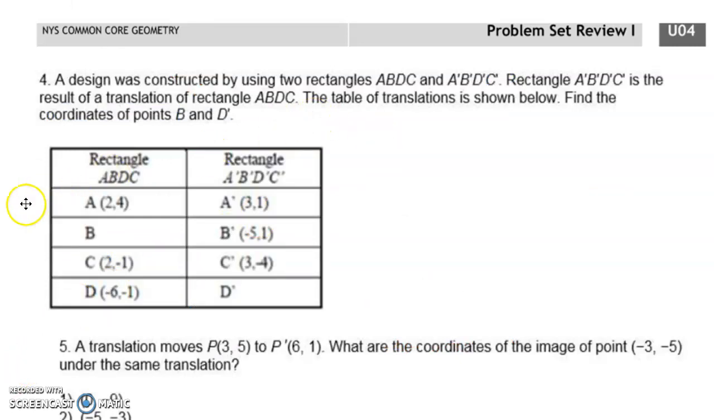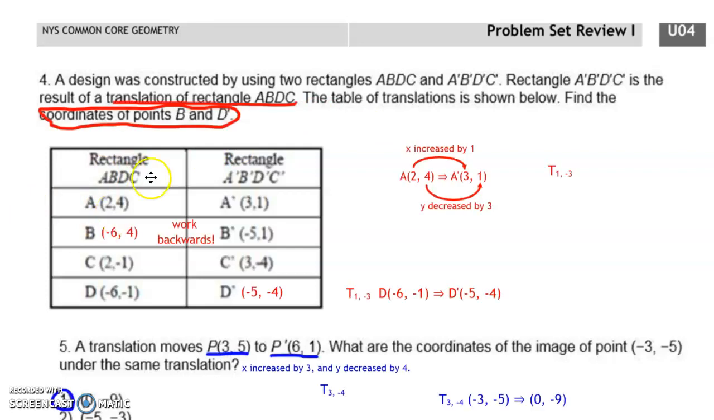Pause the video, try these out, and then see if you get them right. All right, here we go. We're doing a translation of ABDC. For some reason, they have it DC, not CD, to drive us crazy. We're going to take a look at one translation, which is from A, 2, 4, to A prime, 3, 1.